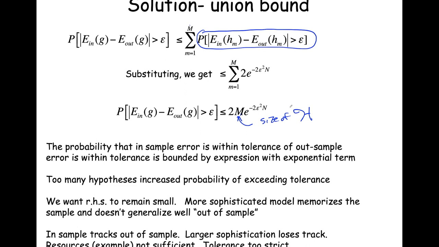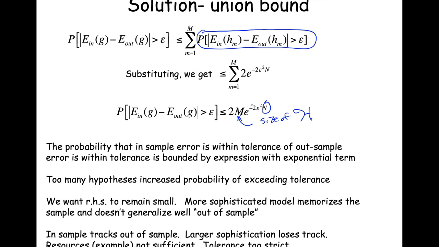If the hypothesis set is relatively small, then for a given error tolerance, you don't need as many input samples for the sample size. But if our hypothesis set is really big, it's very complex, then you're going to need a lot of samples to pay for that complexity. So the probability that in-sample error is within tolerance of out-of-sample error is bounded by this expression.